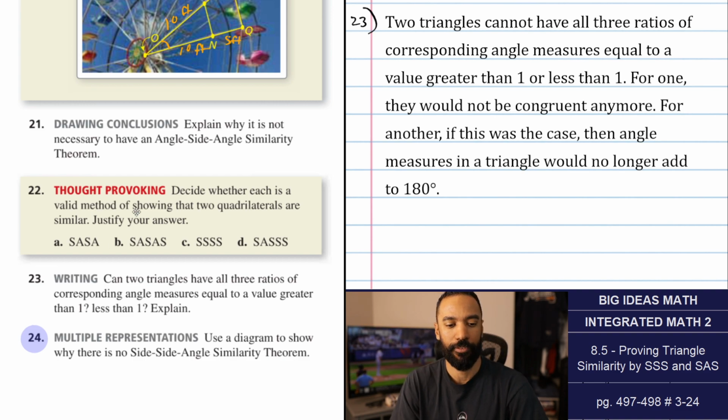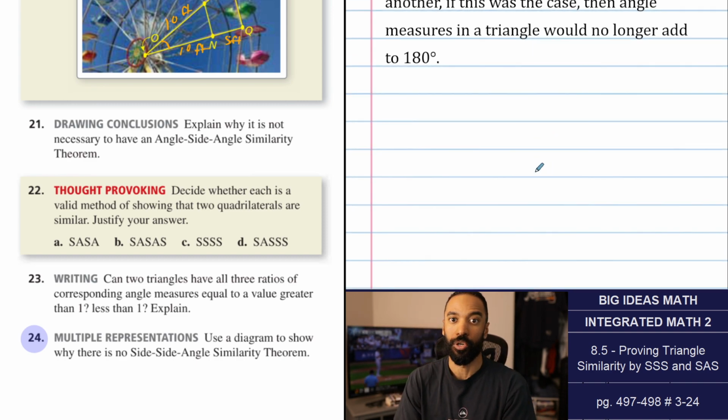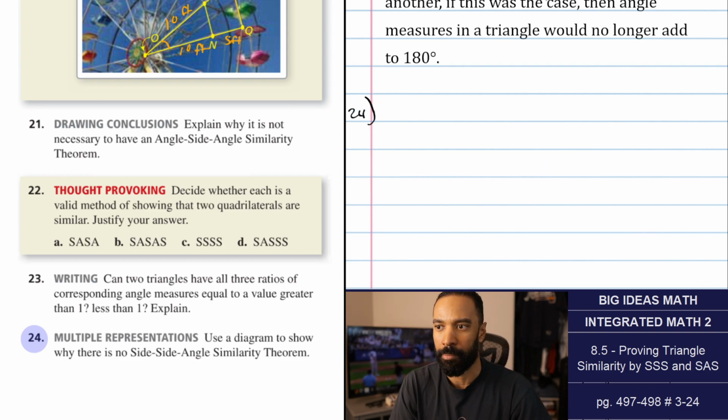All right, last one, number 24. Use a diagram to show why there is no side-side angle similarity theorem. Well, it's probably going to be the same thing when you talk about side-side angle congruence, or angle side-side is how I bring it up. And the main one that I tend to bring up for at least congruence is this case right here.